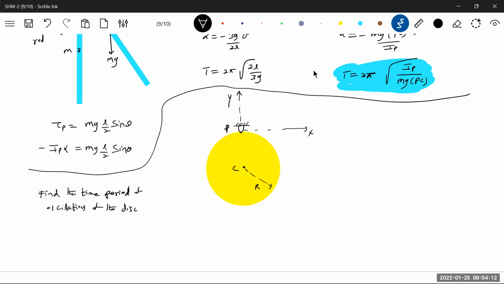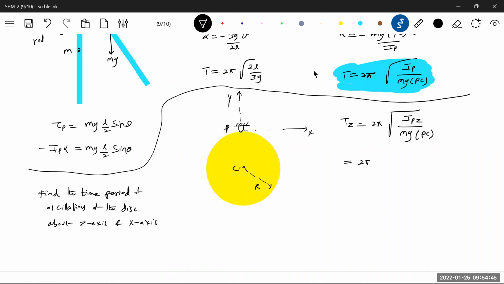Find the time period of oscillations of the disk. We know the separation between the point of suspension P and the center of mass. It is equal to R, that we know. The moment of inertia about that particular axis we should calculate here. So the time period about the Z axis first. That should be equal to 2 pi root of Ipz by mg times the distance, Pz.